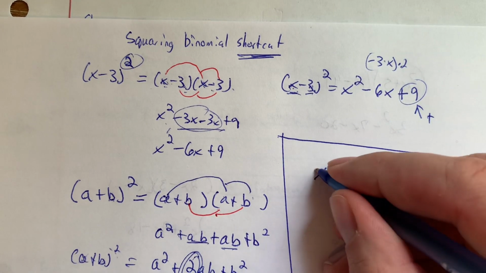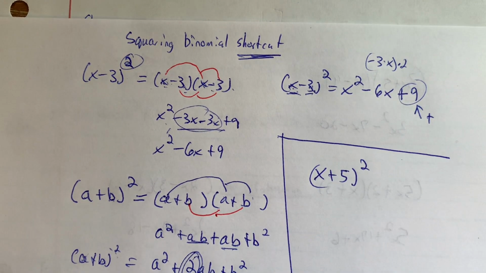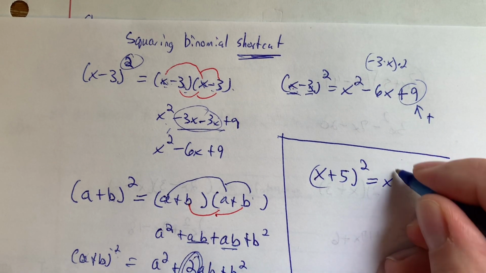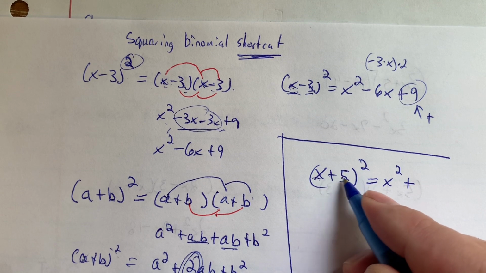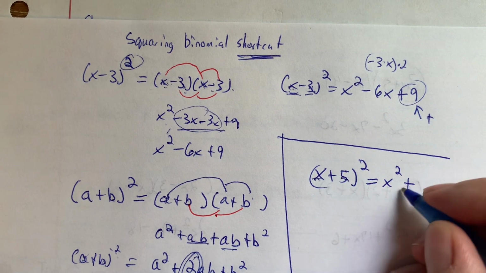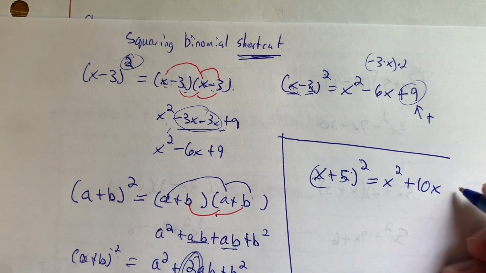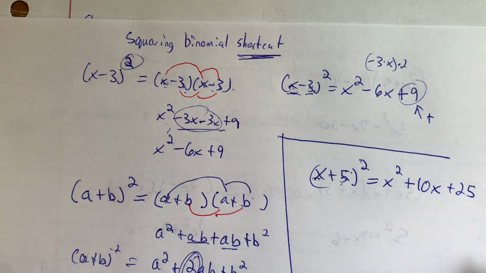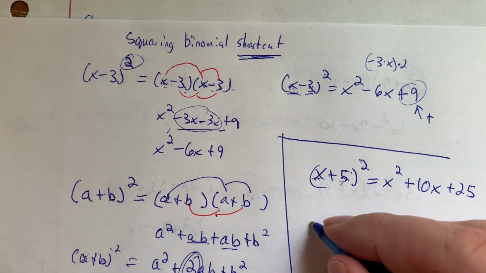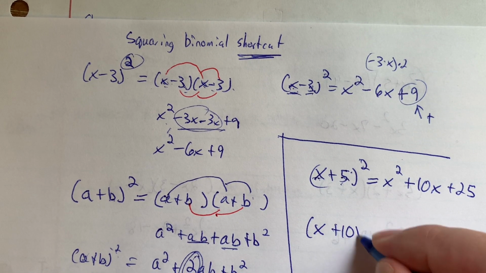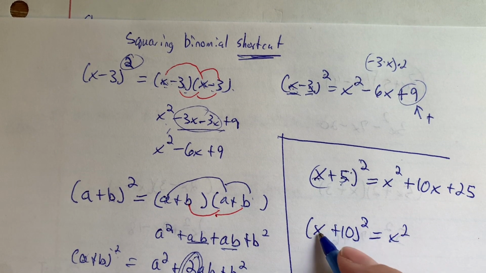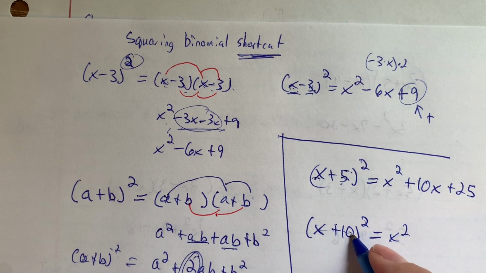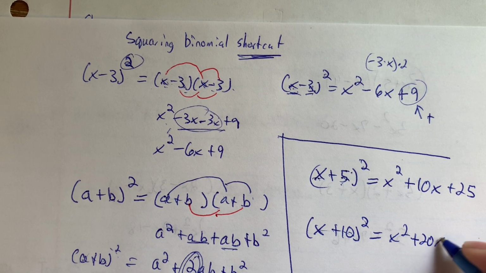Let's have you try some of these. What about (x + 5) squared? Try it on your own. Well, it's x squared plus, we square the first one. Then we multiply these two together and double it. So x times 5 is 5x. Doubled is 10x. And then we square the last one. 5 squared is 25. Try it again. (x + 10) squared. Well, we square the first one. Then we multiply these two together and double it. X times 10 is 10x. Doubled is 20x. And then we square the last one, 100.